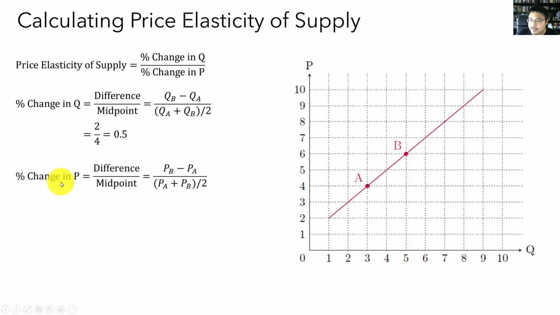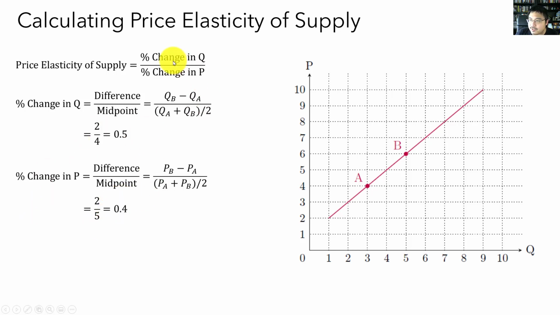Now to calculate the percentage change in price, we again take the difference in price and divide by the midpoint. The price at point B is 6. The price at point A is 4. So the difference is 2. And the midpoint between 6 and 4 is 5. And so the difference divided by the midpoint is 2 divided by 5, which gives us 0.4.